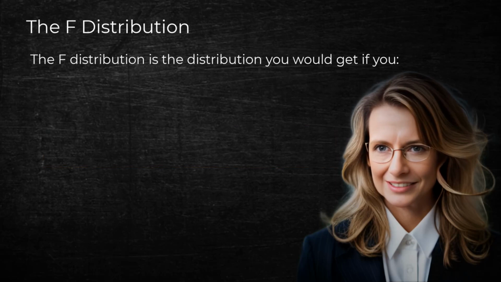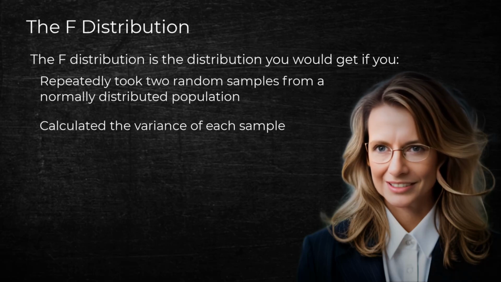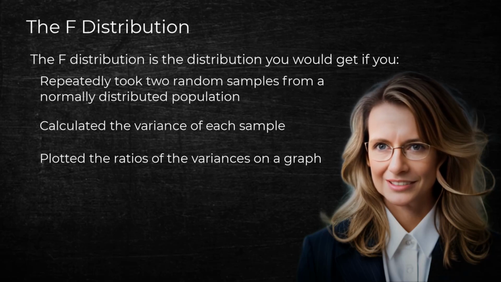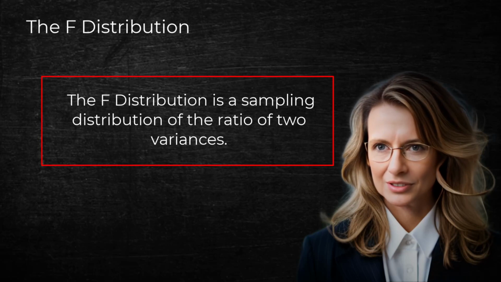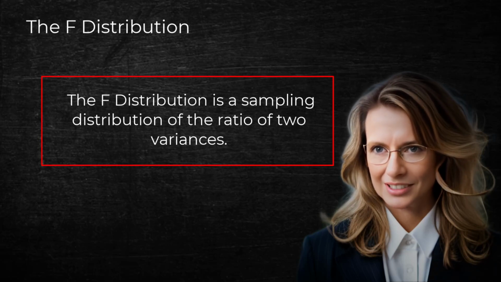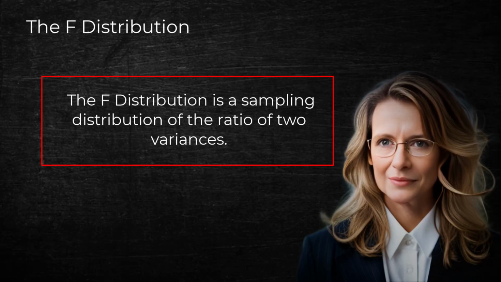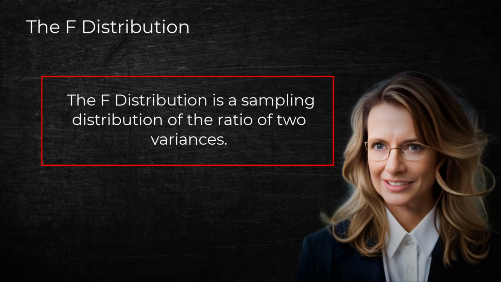The F distribution is the distribution you would get if you repeatedly took two random samples from a normally distributed population, calculated the variance of each one of the samples, and then plotted the ratio of their variances on a graph. In other words, the F distribution is a sampling distribution of the ratio of two variances. This is the same concept that we discussed in our video on the central limit theorem when we spoke about creating a sampling distribution of sample means.